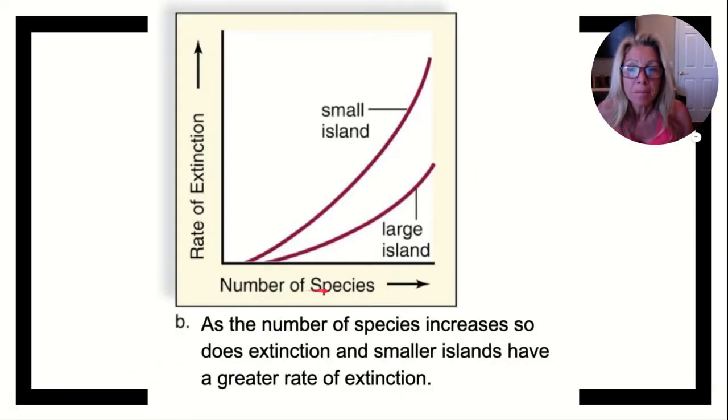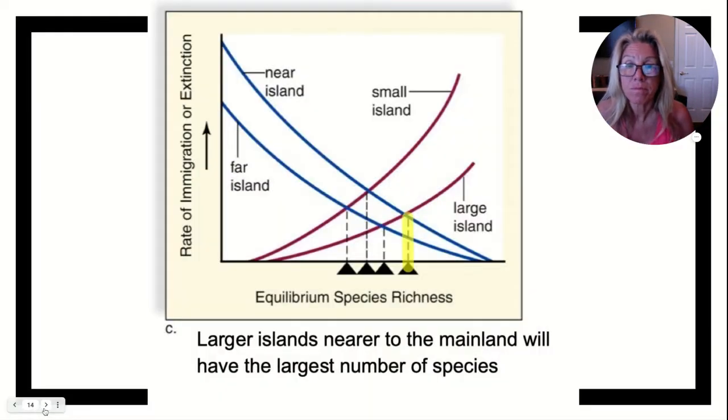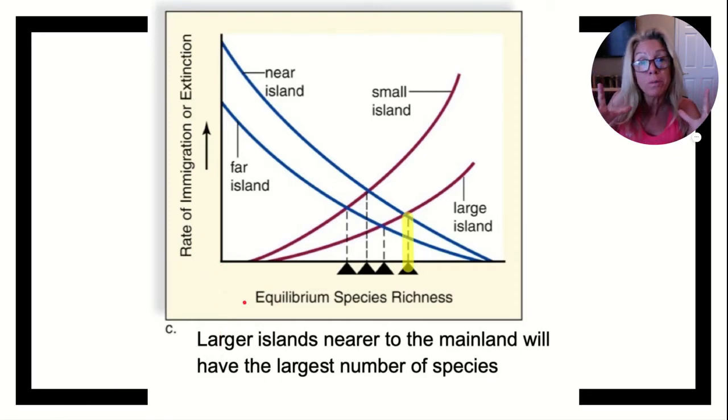Now let's look at the number of species and the rate of extinction. As you increase the number of species, your extinction goes up. Who has more extinction? A small island has more extinction than a large island. So as the number of species increases, so does extinction, and smaller islands have a greater rate of extinction. Now let's overlap those two graphs together. We're looking at both and we're trying to get the most species richness.